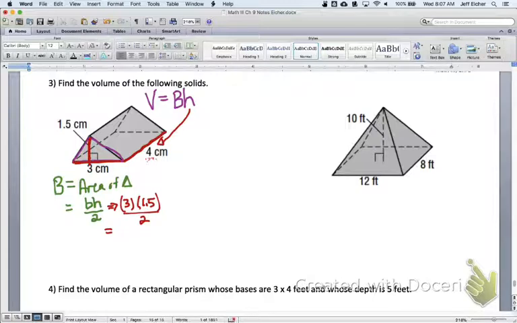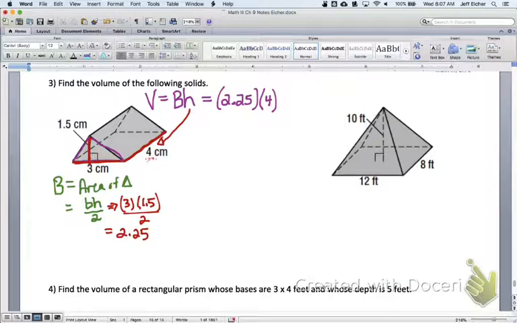So we'd have 1.5 times 1.5. I'm going to guess that's 2.25, but just to make sure. Oh, good. 2.25 is the area of the triangle, the area of the base. So we have that area, 2.25. We come back up to here. So the volume would equal 2.25, the area of the base, times the height of the prism. The height is 4.